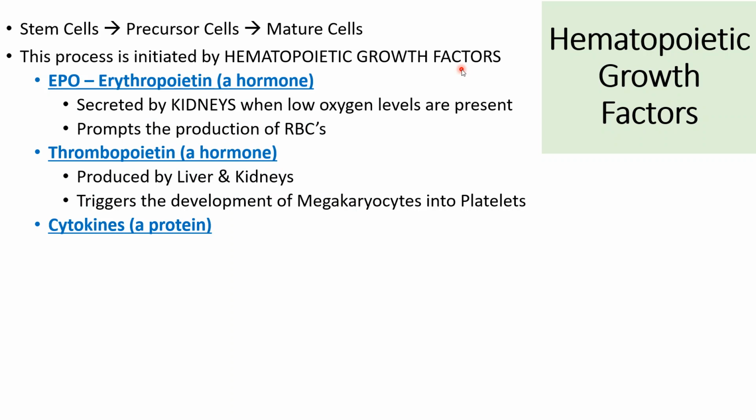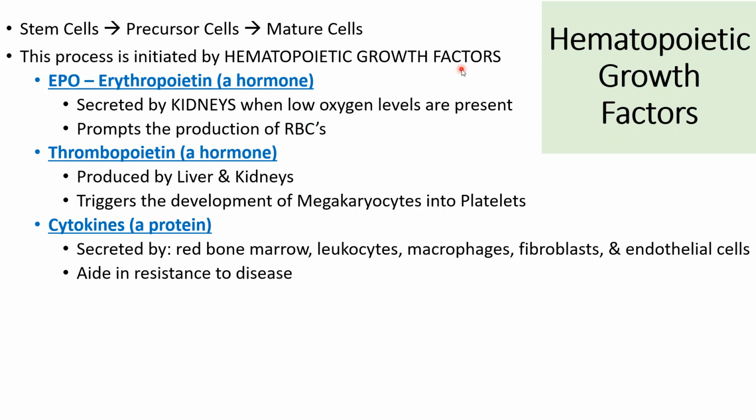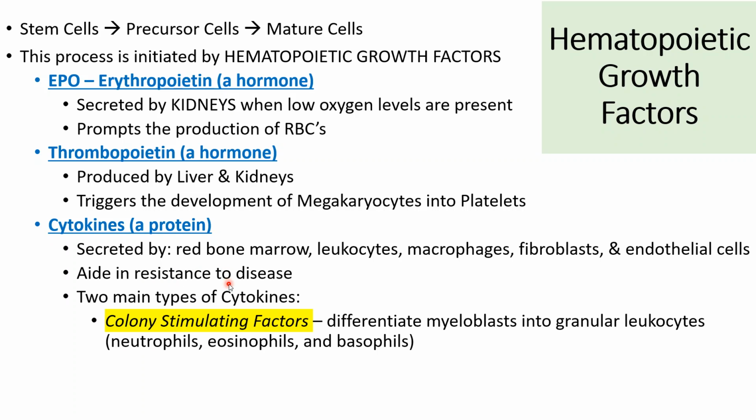Now, cytokines are a protein, as opposed to the other two, which are hormones. They are secreted by red bone marrow, by leukocytes, by macrophages, fibroblasts, and endothelial cells, and they aid in resistance to disease. There are two types of cytokines. There are what's called colony stimulating factors. They differentiate myeloblasts into granular leukocytes. So this would be what gives rise to your neutrophils, your eosinophils, and your basophils. These are your granular white blood cells.